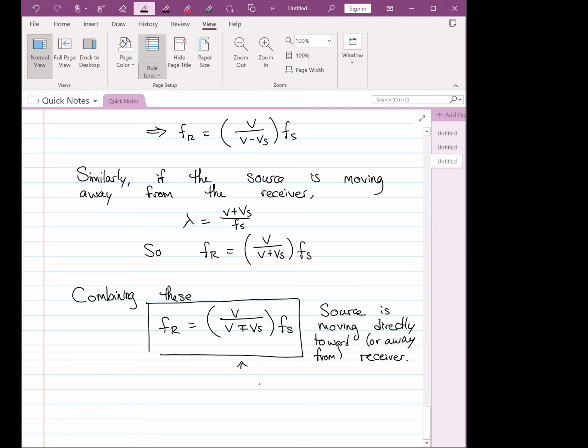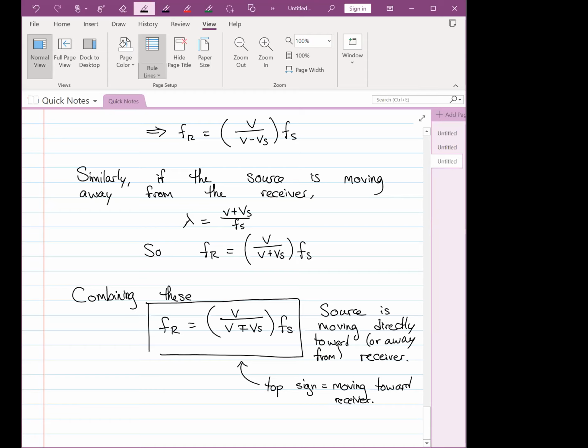The general rule of thumb here is we pick the top sign, so in this case the minus sign, when the source is moving towards the receiver. And we'll see why this convention is chosen earlier.